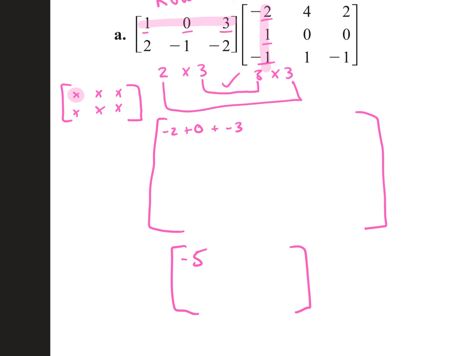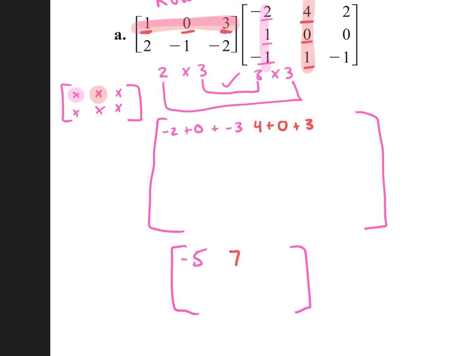Next, we're going to find the first row, second column spot. So that goes in the first row, second column spot there. So I multiply the first number with the first number. So that would be 4. The second number with the second number, 0. And the third number with the third number, 3. So 4 plus 0 plus 3, 7.